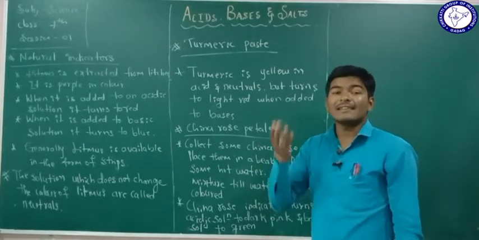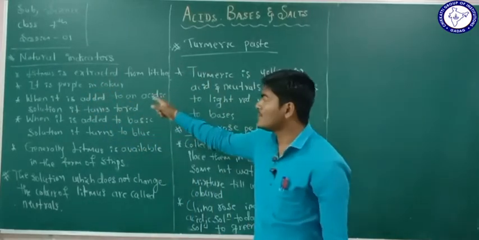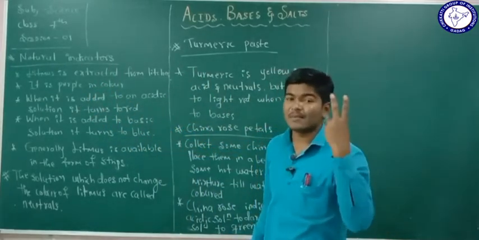So what are the characteristics of the turmeric? In the litmus paper, the 2 types of litmus papers are present.